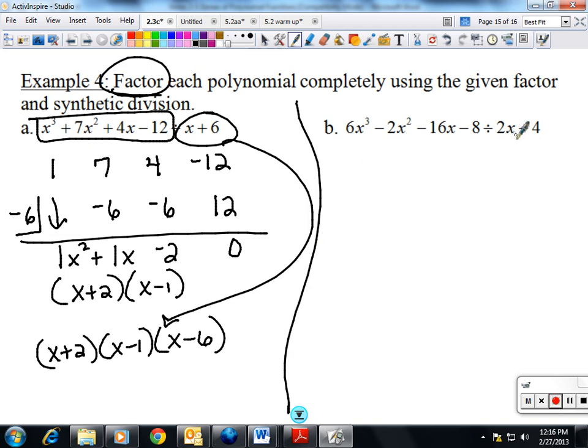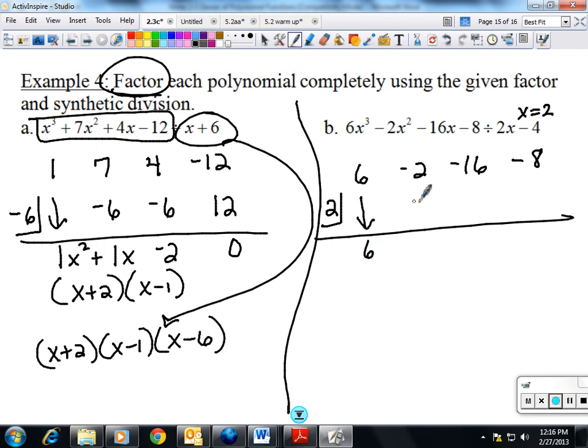Let's do another one. This one, I had x equals 2. If I solve that out, I get 2. So that's 6, negative 2, negative 16, negative 8. 6 times 2 is 12. 10 times 2 is 20. Negative 16 plus 20 is 4. Times 2 is 8, so that's 0. So I've got 6x squared plus 10x plus 4.